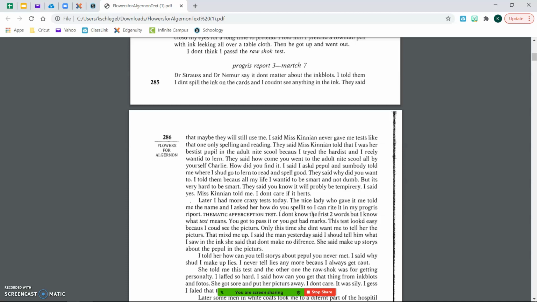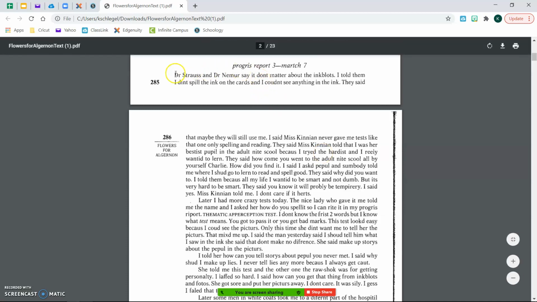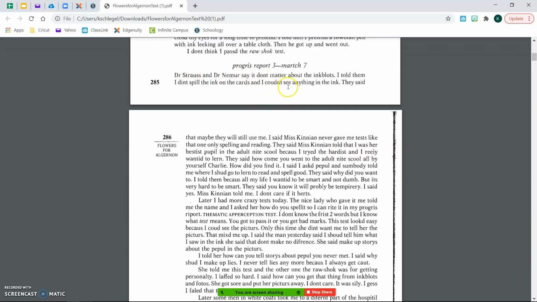Dr. Strauss and Dr. Nemur says, it don't matter about the ink blots. I told them I didn't spill the ink on the cards and I couldn't see anything in the ink. They said that maybe they will still use me. I said, Miss Kinnian never gave me tests like that. Only spelling and reading. They said Miss Kinnian told that I was her best pupil in the adult night school because I tried the hardest and I really wanted to learn.